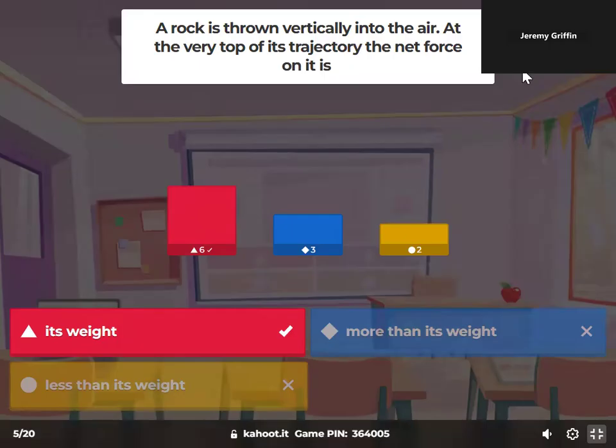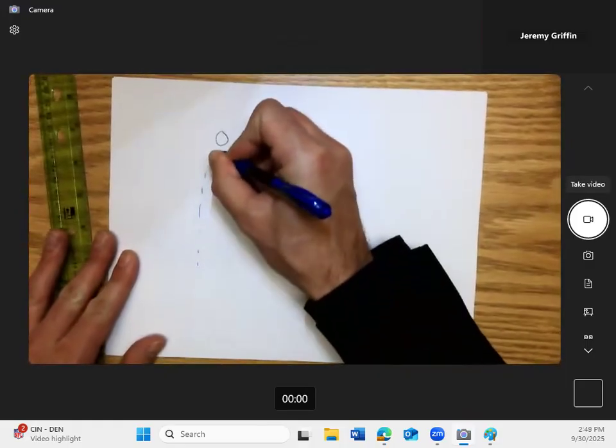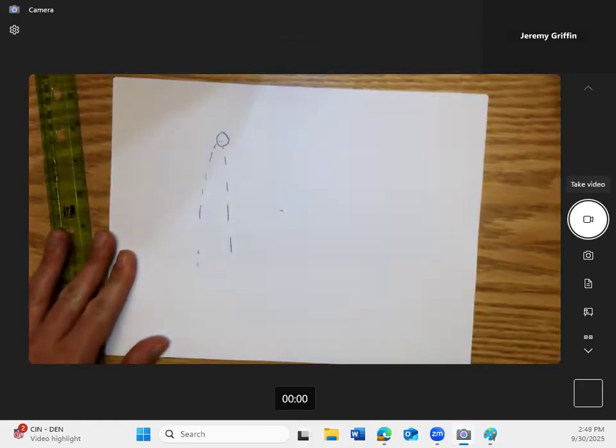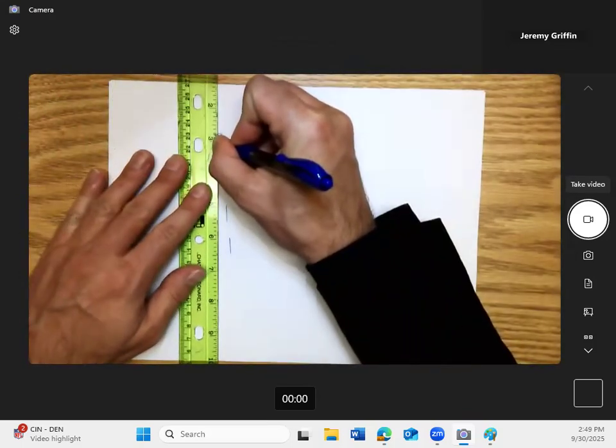Weight. Yeah, just weight. Right? And that's true whether or not you consider air drag. If you throw a rock straight up, right at the top of its path, it's straight up followed by straight down. But if there is no air drag, then the net force is definitely its weight.